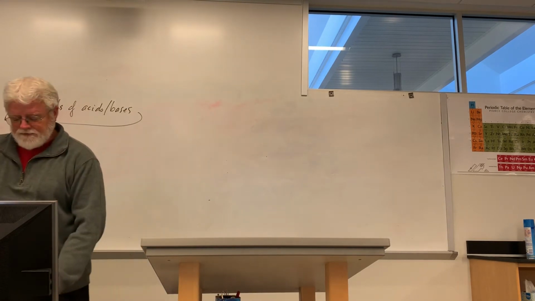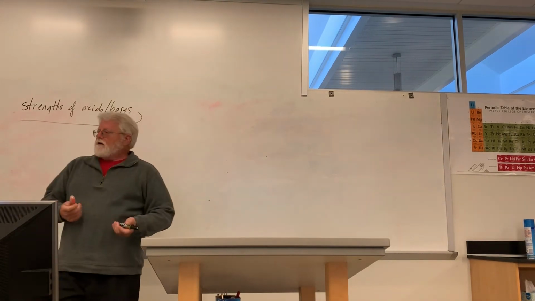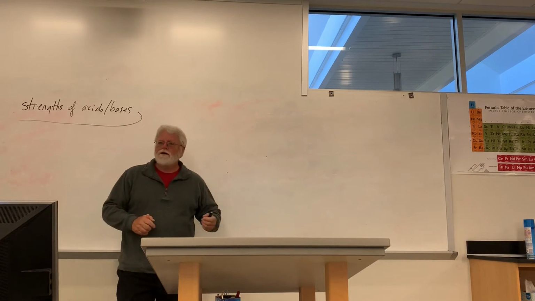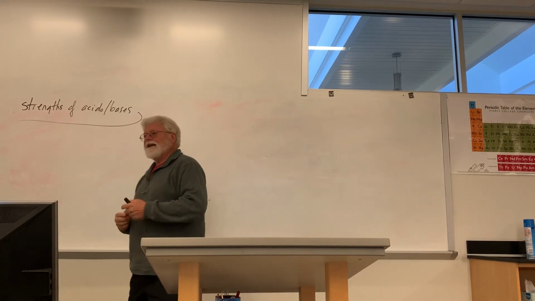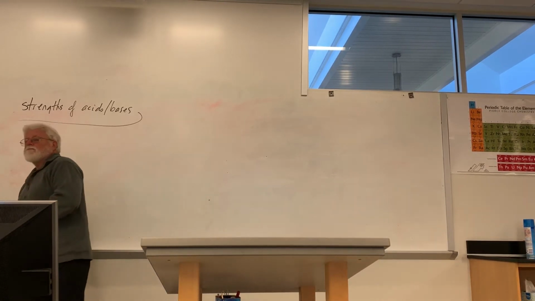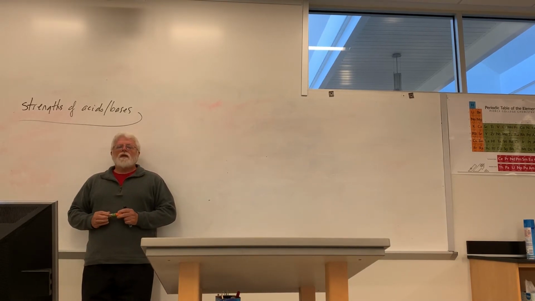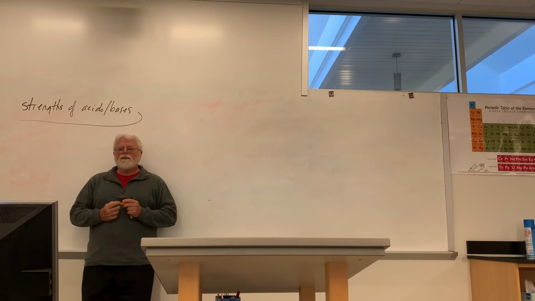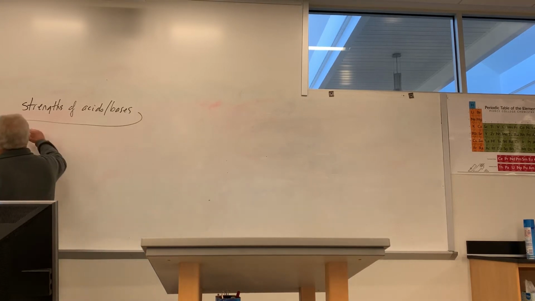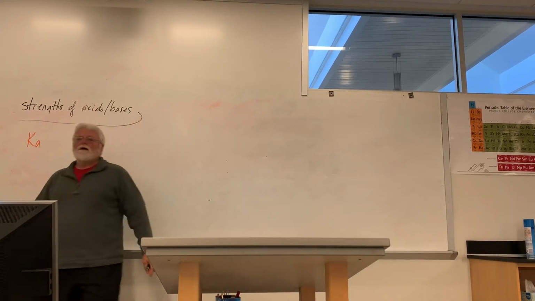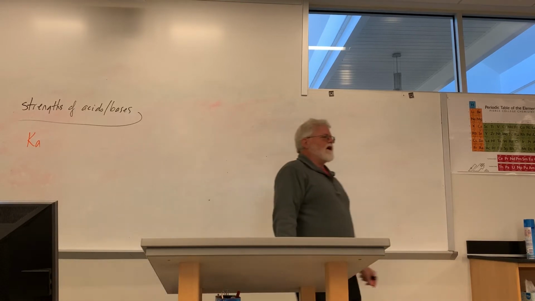Okay, so let's talk a little bit about strengths of acids and bases. How do we measure it? Okay, pH can measure it. Essentially the pH, pOH concept kind of requires we're talking Arrhenius. Kind of more generally, a Ka can tell us how strong an acid is.